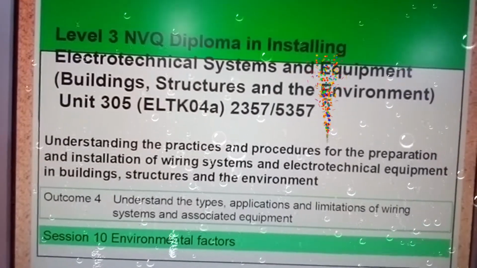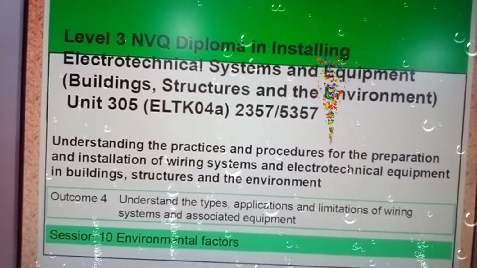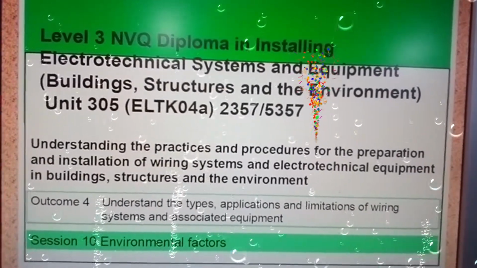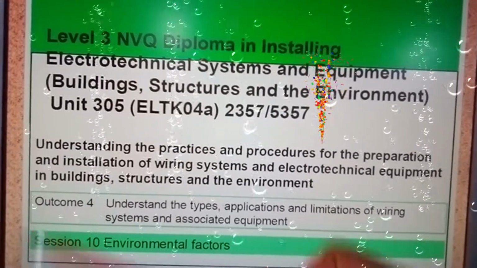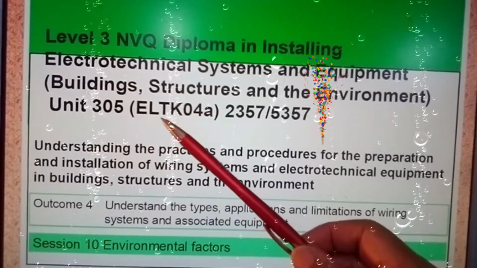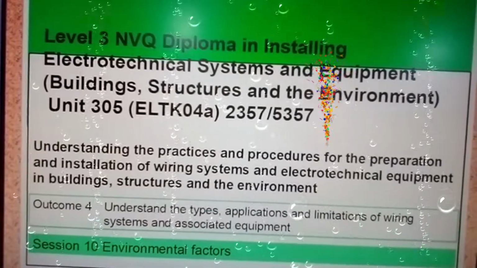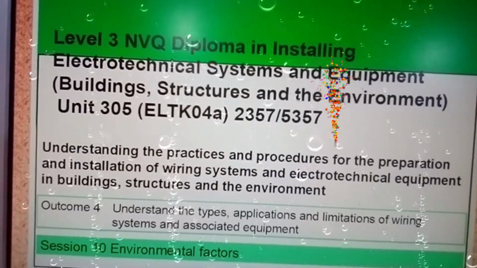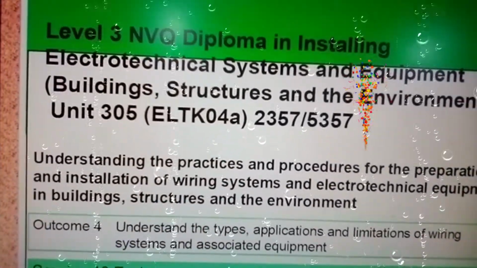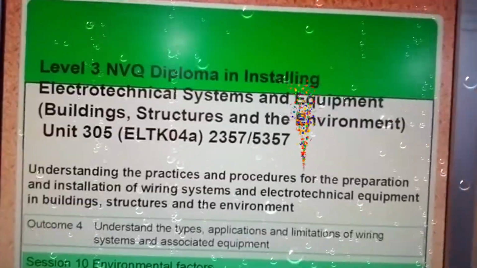What I want to do now is continue with the Level 3 NVQ Diploma in Installing Electrotechnical Systems and Equipment, Building Structures and the Environment. We're still on Unit 3 of 5, 2357. This reference number refers to the EAL reference number. We're on Session 10, Environmental Factors, so you can get that in there. Okay, good. Let's get back to work.